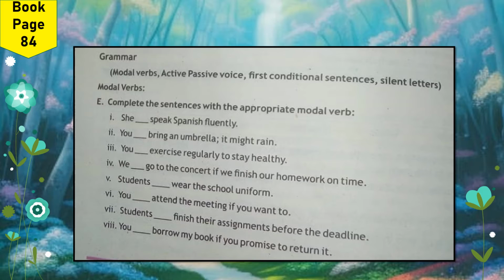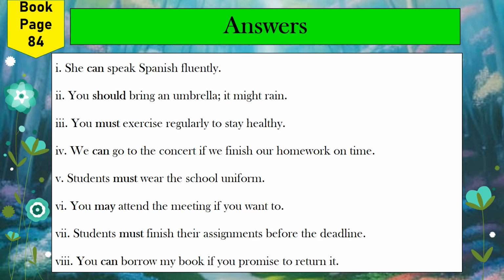Welcome to the grammar section of your book exercises. In this part, we'll focus on 4 key grammar topics: modal verbs, active and passive voice, first conditional sentences, and silent letters. Let's begin with modal verbs on page 84. Now the task is to complete some sentences using the appropriate modal verb based on the context. Let's get started. Now let's go through the completed sentences using the correct modal verbs.